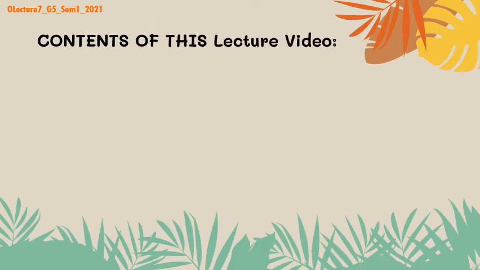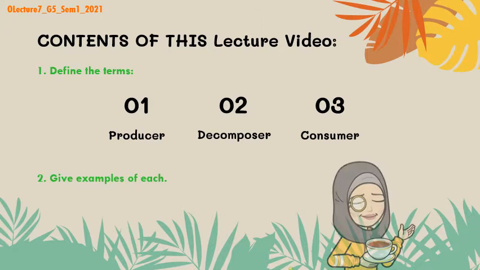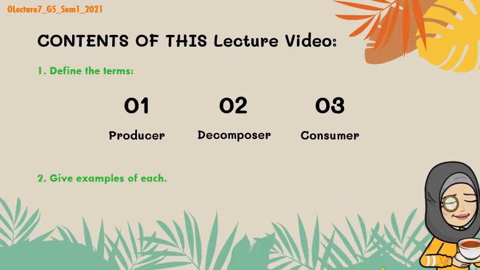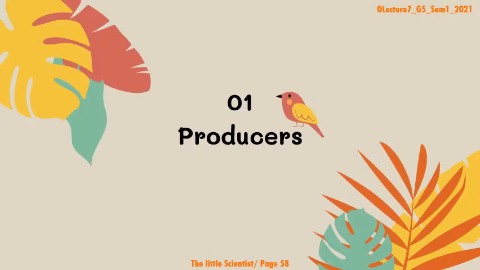Scientists classified living organisms into three different groups: producers, decomposers, and consumers. What's a producer? What's a decomposer? And what's a consumer? What are different examples of producers, decomposers, and consumers? Let's see. Let me start talking about producers.